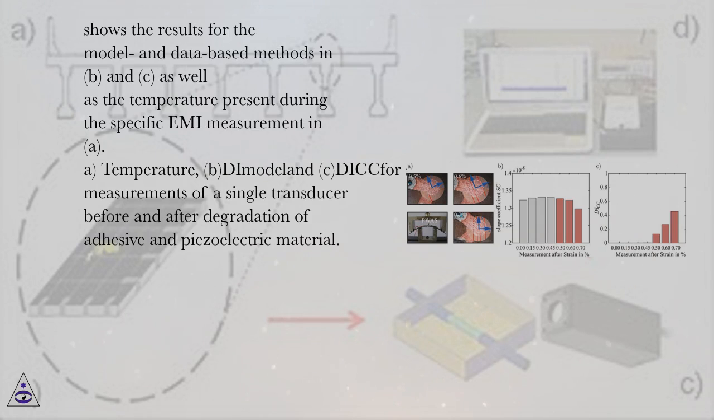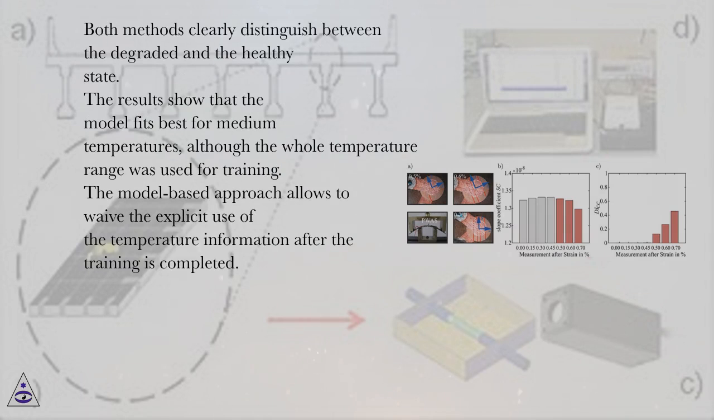A, Temperature, B, Model and C, DIC for several measurements of a single transducer before and after degradation of adhesive and piezoelectric material. Both methods clearly distinguish between the degraded and the healthy state. The results show that the model fits best for medium temperatures, although the whole temperature range was used for training. The model-based approach allows to waive the explicit use of the temperature information after the training is completed.